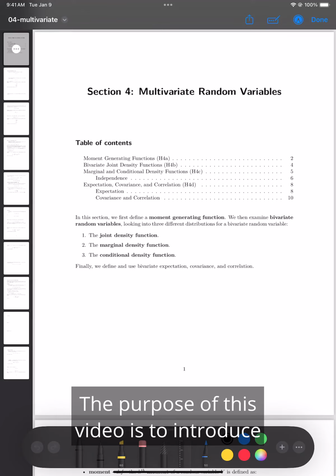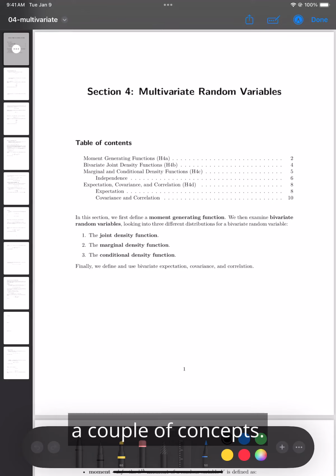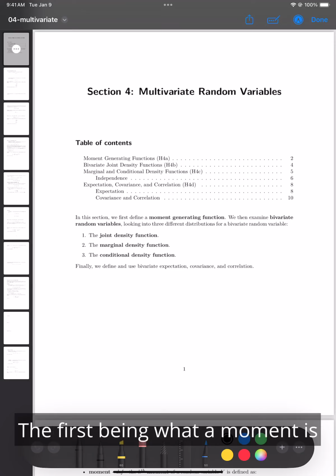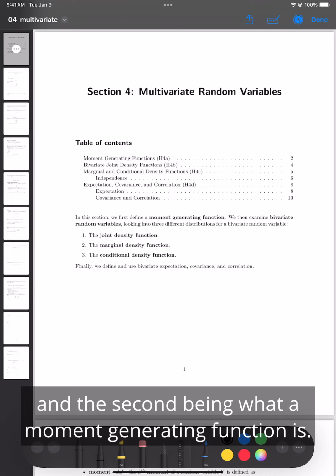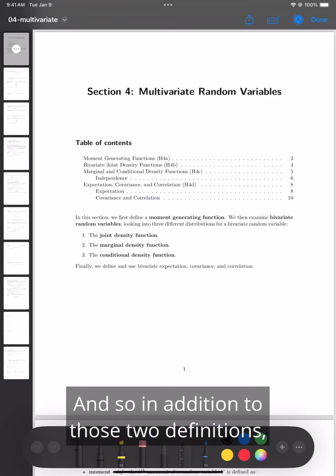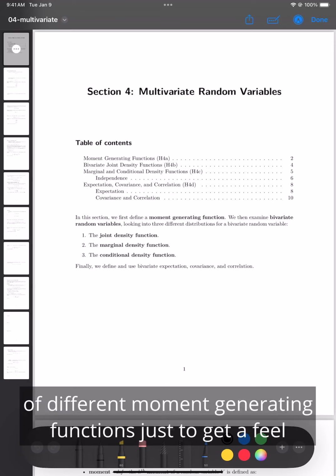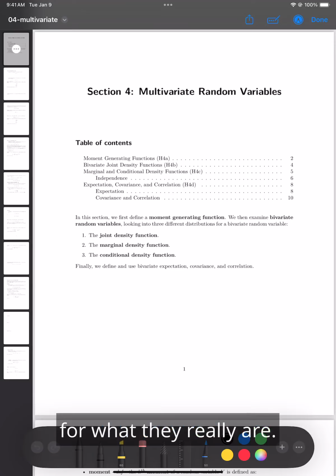The purpose of this video is to introduce a couple of concepts. The first being what a moment is, and the second being what a moment generating function is. And so in addition to those two definitions, we will also work with a couple of different moment generating functions just to get a feel for what they really are.